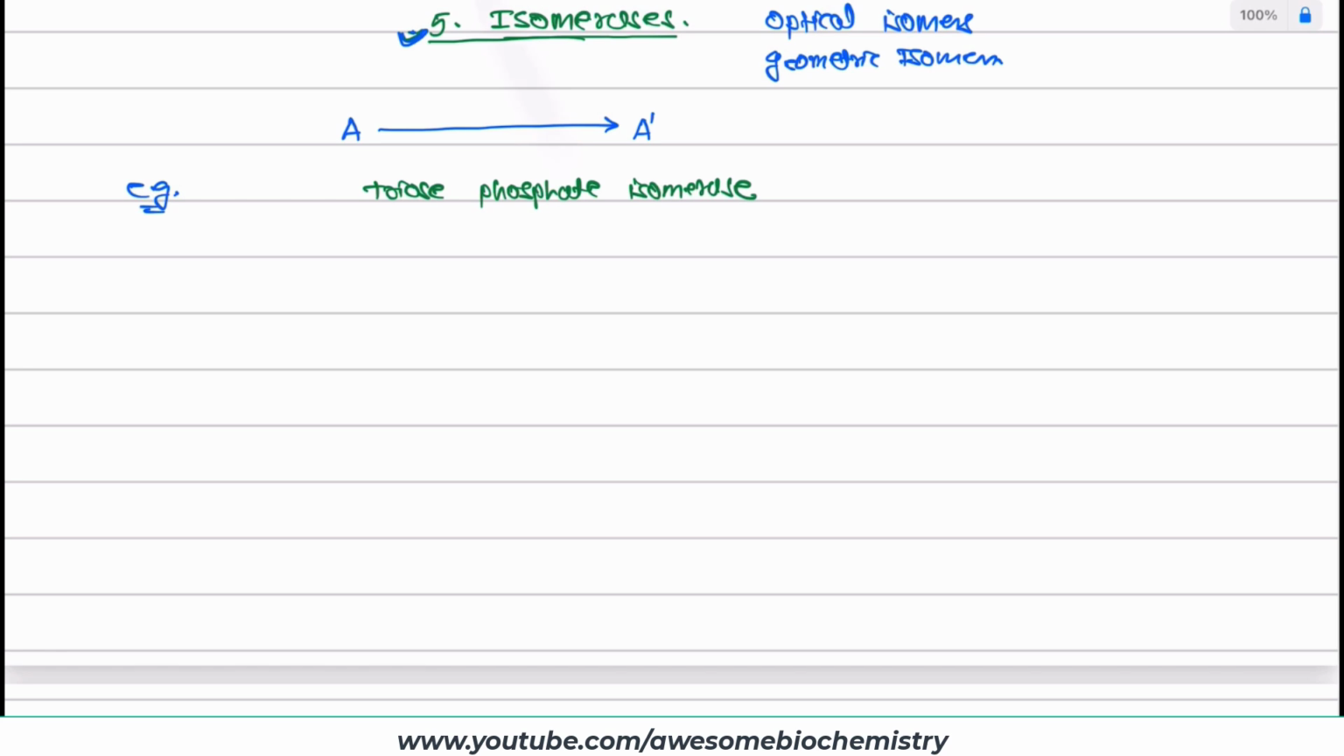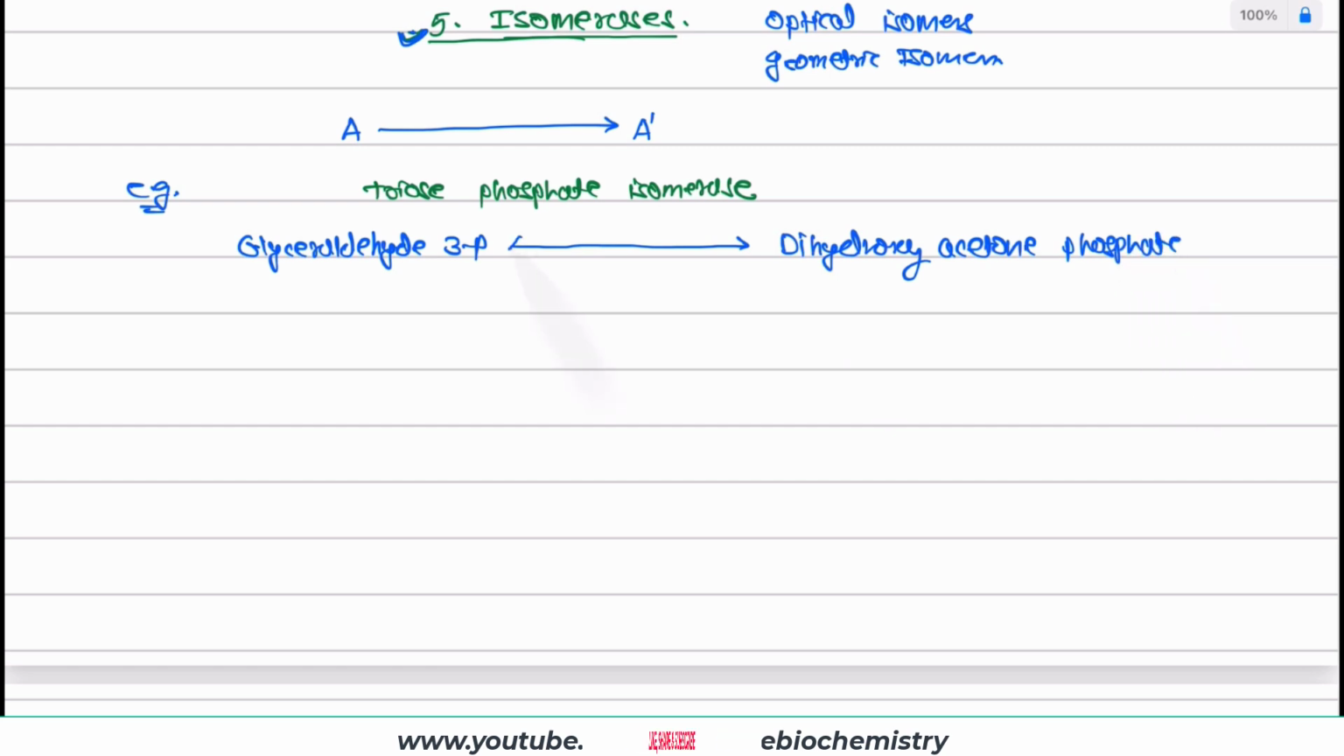So triose phosphate isomerase acts on glyceraldehyde 3 phosphate and converts it into dihydroxyacetone phosphate. Both are isomers of each other. So this reaction is reversible. Generally, isomerase reactions are going to be reversible.